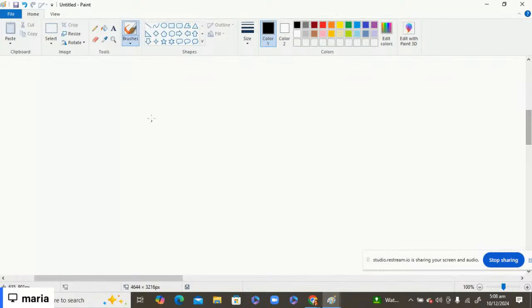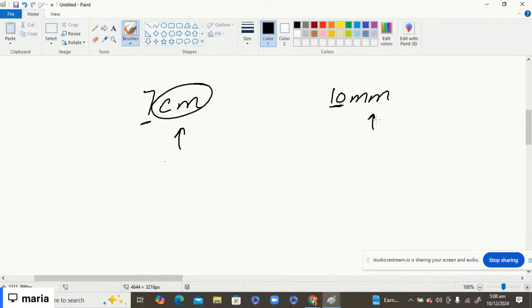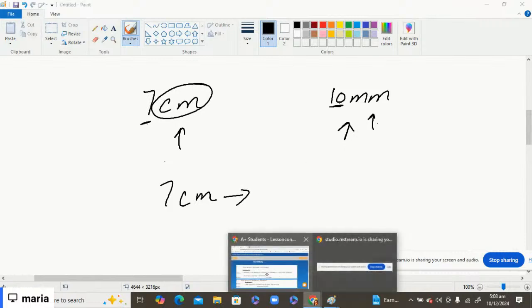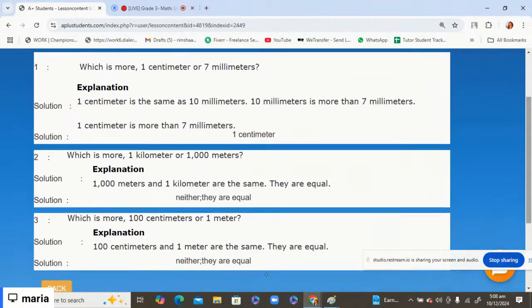For example, here it's written 7 centimeter and 10 millimeter. There is 7 and there is 10. We know that 10 is bigger and 7 is smaller. But when we see the units, centimeter is the bigger unit and millimeter is a very small unit. So we can say that 7 centimeter is longer, and this one is the shorter or smallest. This is the way we do it.